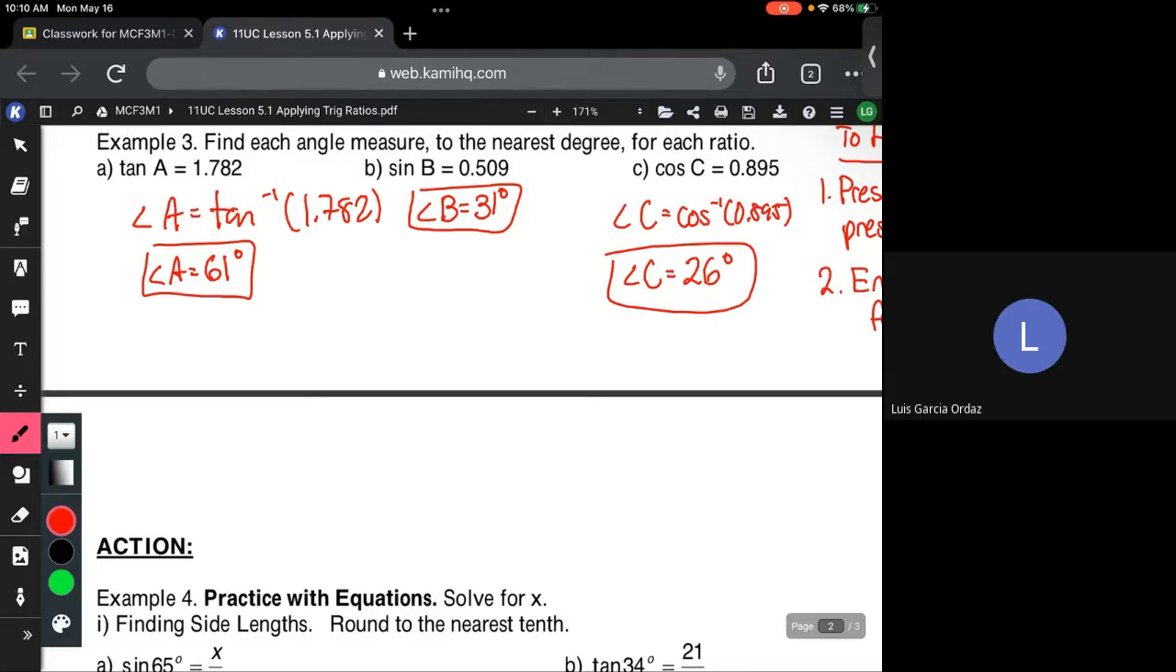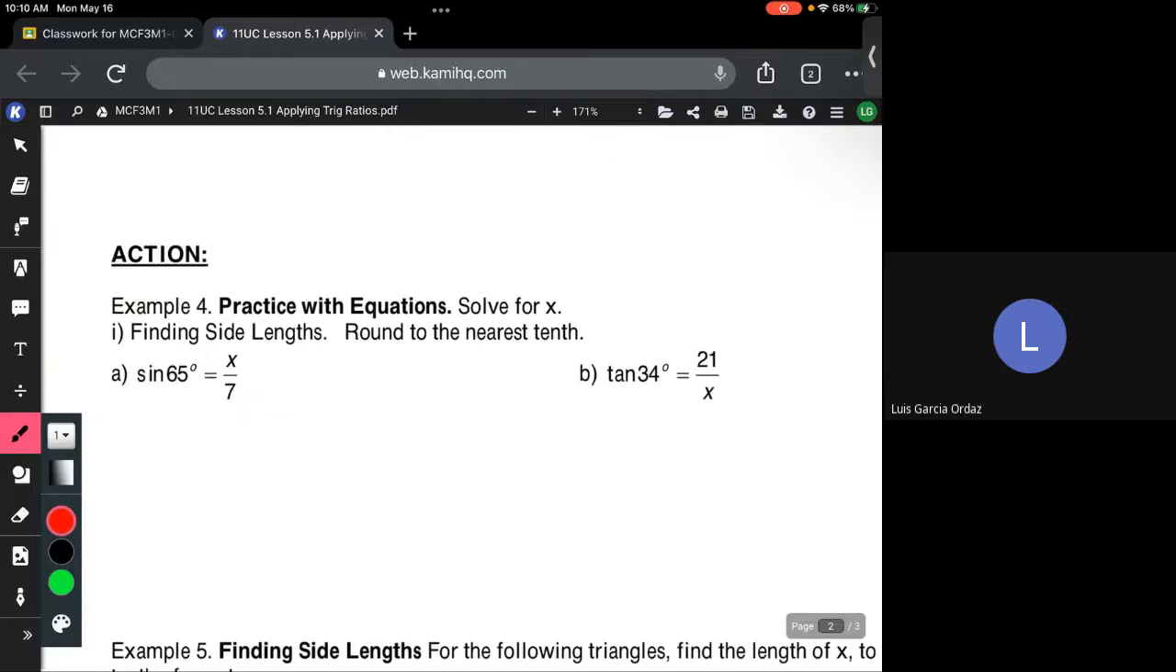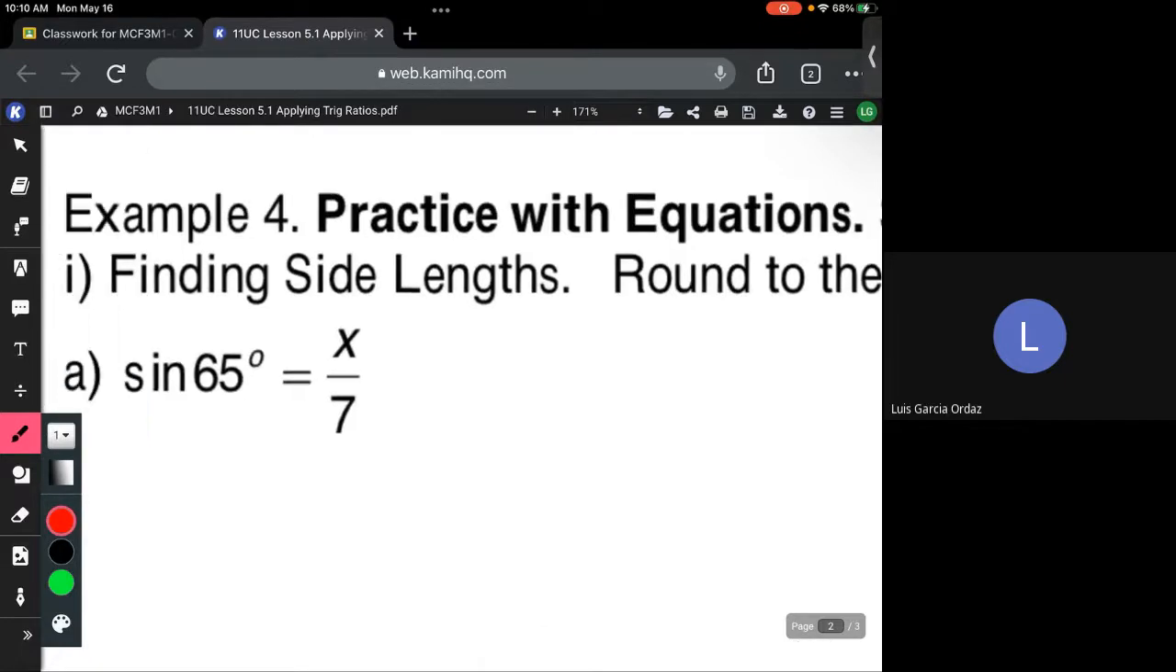All right, so the next one. For example 4, you want to solve for x. This is when you want to find your side lengths, when you're solving for x. So I have sine of 65 degrees is equal to x divided by 7. So I need to leave x by itself. How do I get rid of the 7 over here?